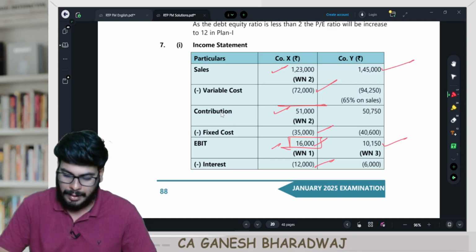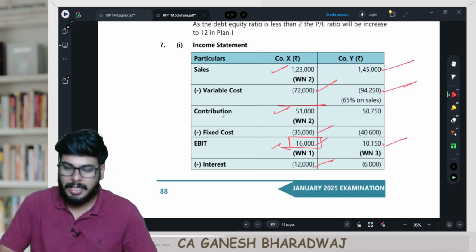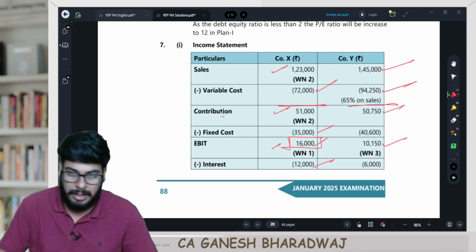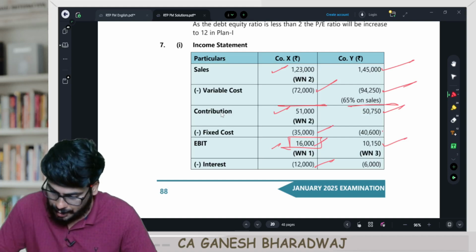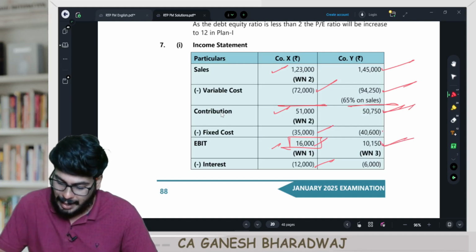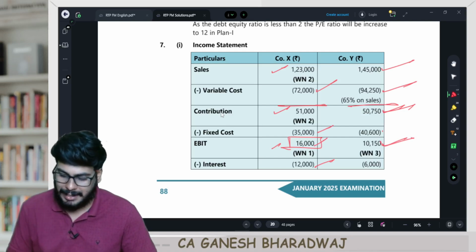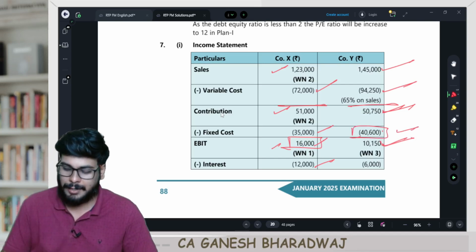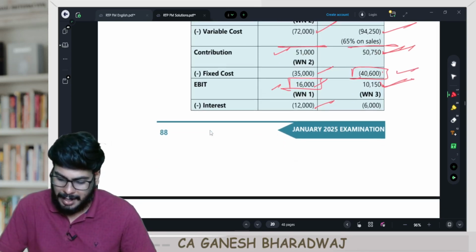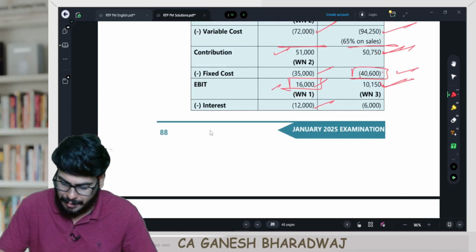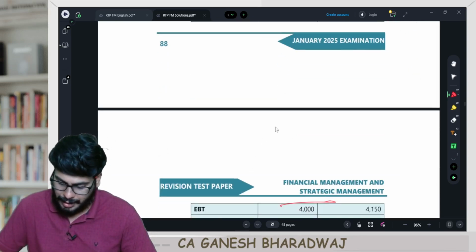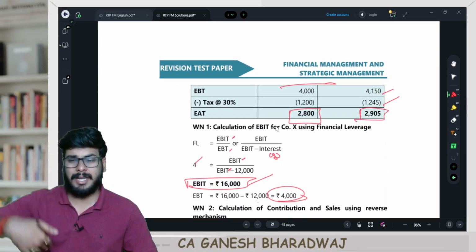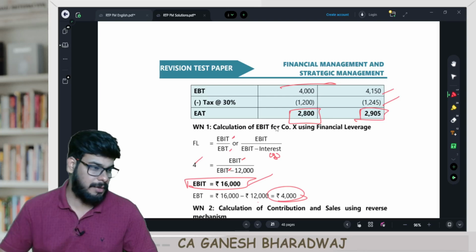Sales figure is given in the question. Variable cost is 65% on sales, also given in the question. If you subtract the two, you can arrive at the contribution. Minus fixed cost. How do we calculate fixed cost? We don't know this figure, but contribution is there and EBIT is there. So this is a balancing figure: 50,750 minus 10,150. The balancing figure, you get it as 40,600, right? Then you get your EBIT minus interest of 6,000 rupees, which I think is given in the question. So finally you get your EBT, right? From that, you subtract the tax at 30%, and you get your EAT. Guys, this is a very routine and normal sum which can be solved very easily.